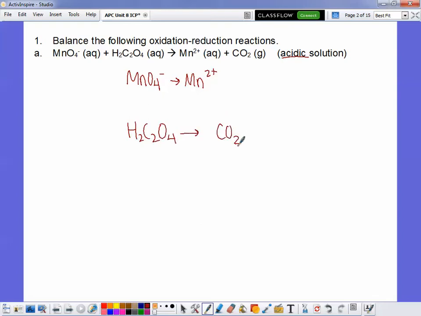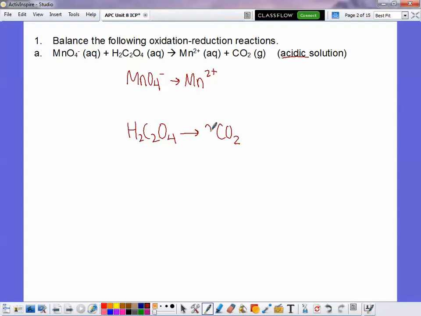And the states of matter aren't going to influence how we balance, so I'm going to leave them off to save space. So now that we've split them into the two half reactions, we're going to balance what? Yep, balance everything except for oxygen and hydrogen, and we're going to do each half reaction. In our first half reaction, Mn, manganese, is already balanced, so we don't have to do anything. In our second half reaction, carbon is not balanced, so how are we going to balance it?